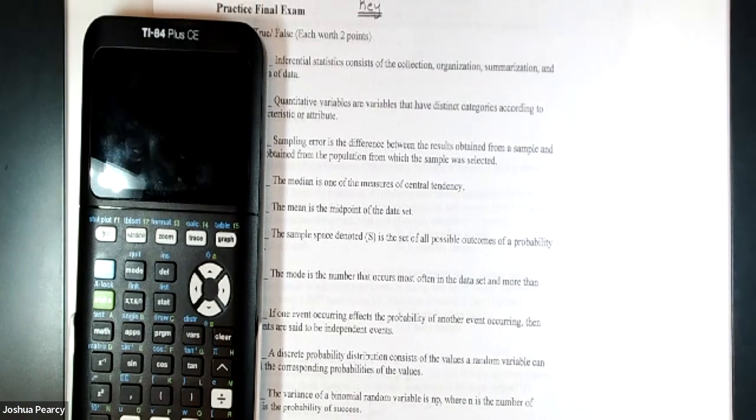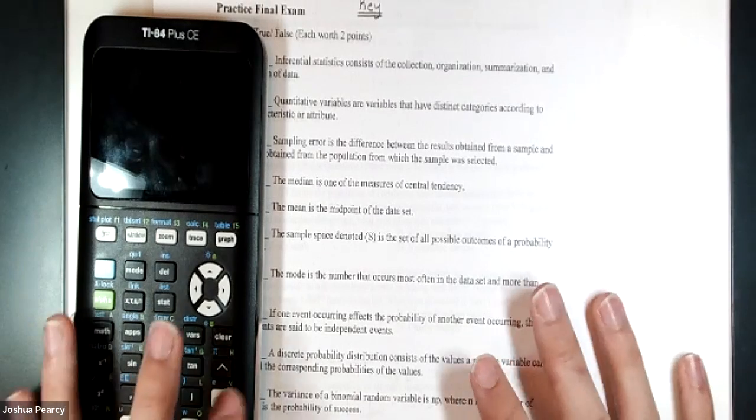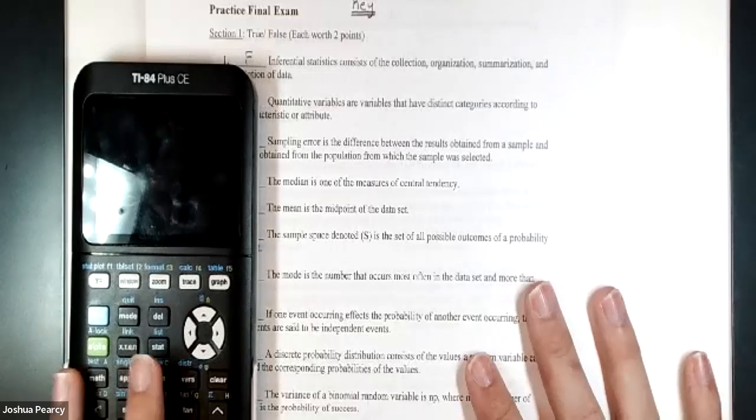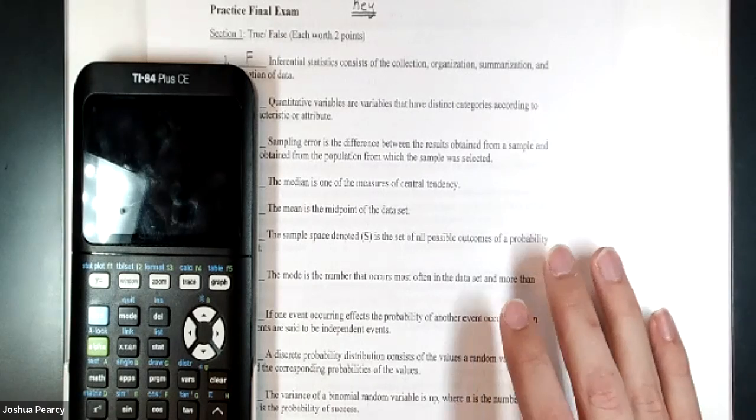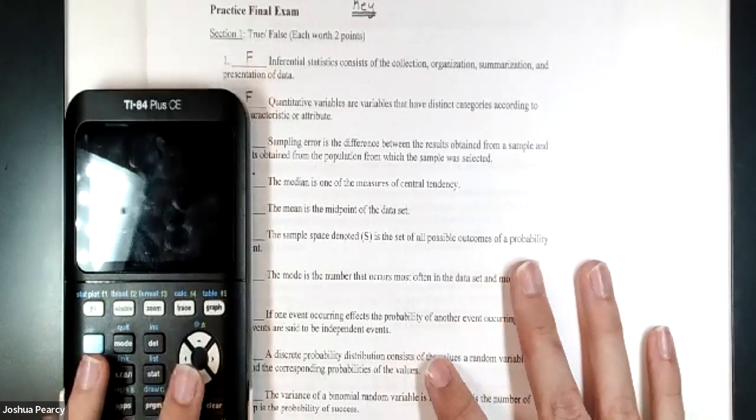False, yes. What is that the definition of? Descriptive. Quantitative variables are variables that have distinct categories according to some characteristic or attribute. What is that the definition of? Qualitative.